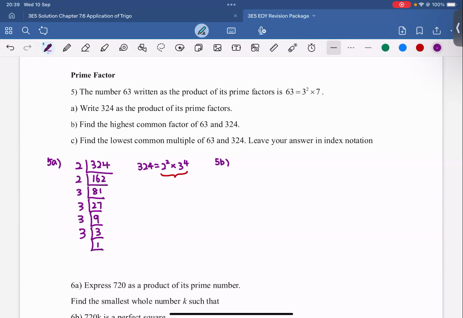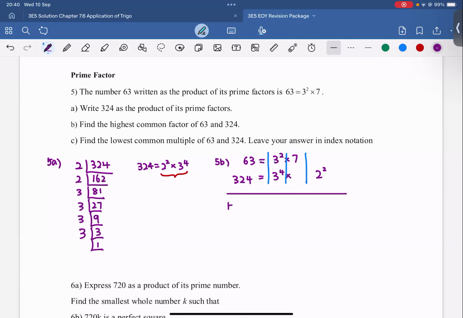Okay. 5B, find the highest common factor of this and this. So to find the highest common factor, you should list out like that. 324. Since this starts from 3, I will always list my same thing together. Okay, so I will list like that. This is 2 to the power of 2. I will try to make each column a prime number. Okay, because what we are going to do, we are going to compare them.